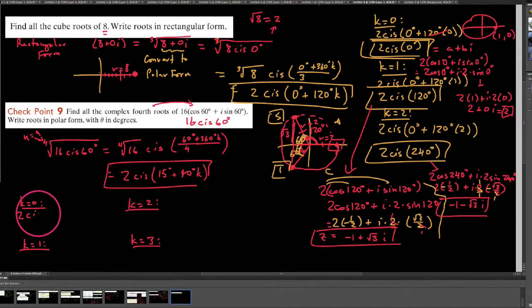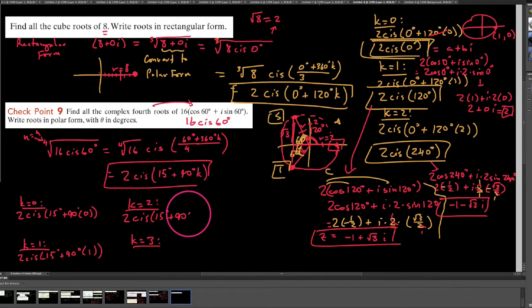We have 2 cis of 15 degrees plus 90 degrees times 0. In our next one, we're going to have 2 cis of 15 degrees plus 90 degrees times 1. Here we'll have 2 cis 15 degrees plus 90 degrees times 2. And then lastly, we have 2 cis 15 degrees plus 90 degrees times 3.